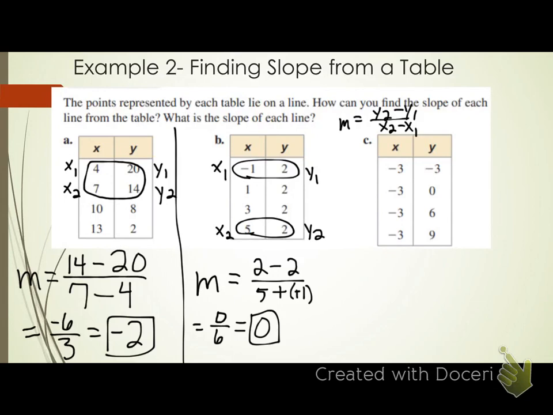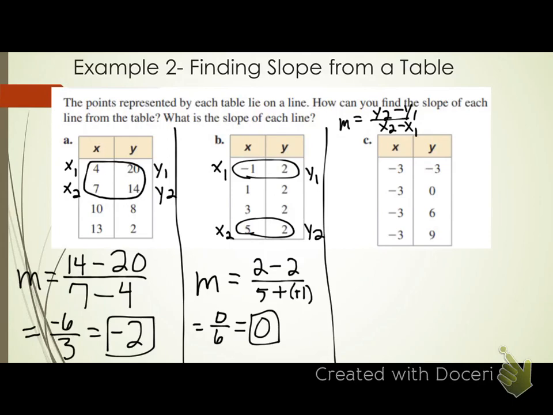What kind of line has a slope of 0? Horizontal, right? So which axis is this line crossing? The y-axis. Where is it crossing the y-axis? What are all my y values? 2. It's crossing my y-axis at 2. Does that make sense? Any questions on B? No.